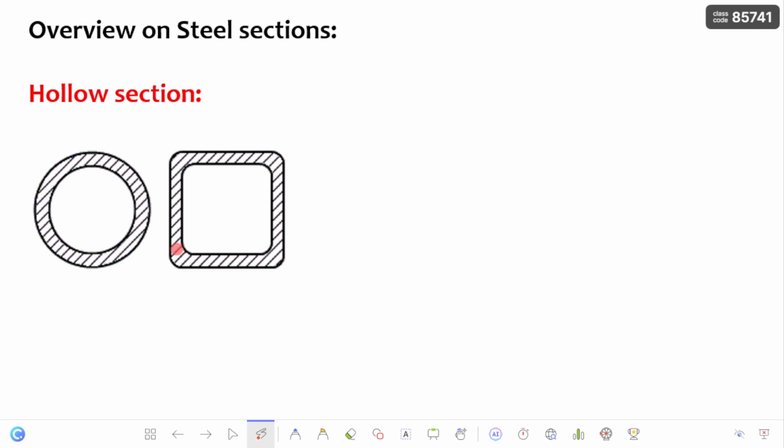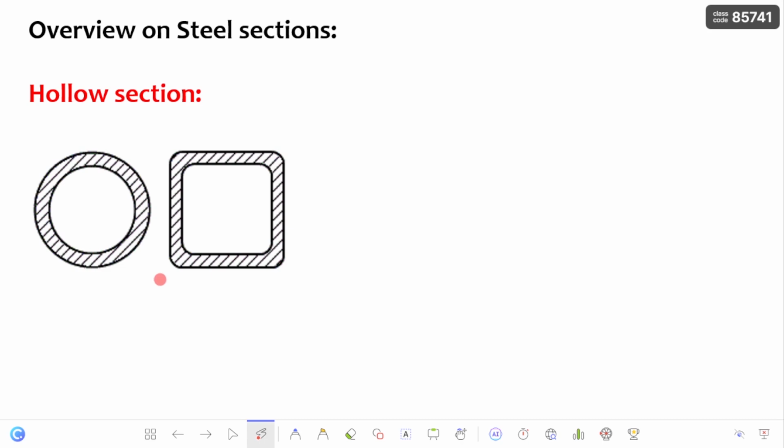This point I already explained in my previous video regarding the comparison between I section and hollow section. If you have not yet watched that video, you can refer to it so that you can get the knowledge of how this hollow section resists torsion. And also it has high structural capacity in both directions because it is symmetrical in both directions. It can also be used as a jacket for concrete columns to increase axial load capacity.